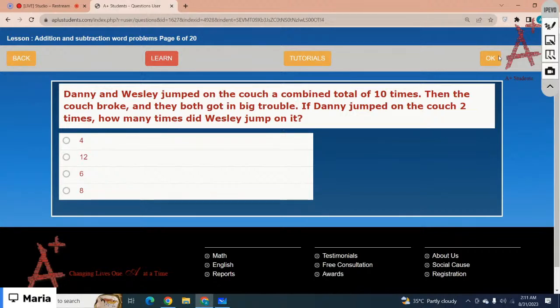So you have to subtract: 10 take away 2 is 8, right? That means Wesley jumped 8 times. So the correct option is 8.